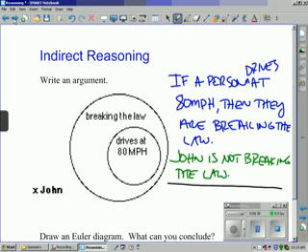Therefore, since he's not inside the circle of breaking the law, and inside that circle is drives at 80 miles an hour, we can conclude that John is not driving 80 miles an hour.